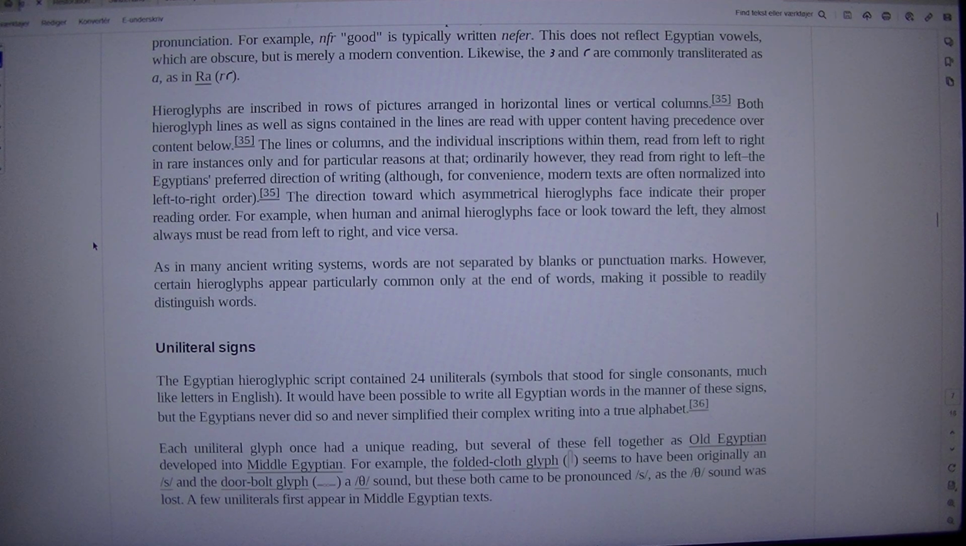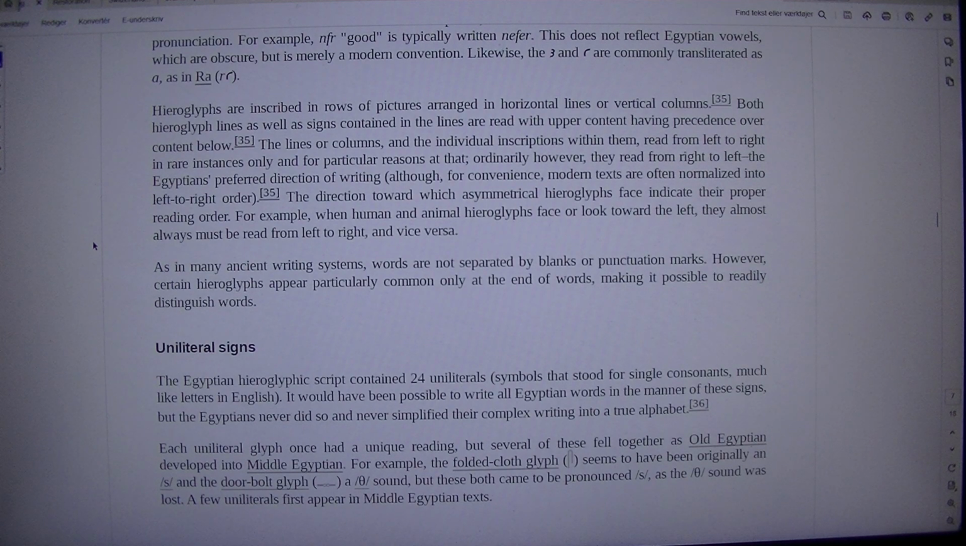Unilateral signs. The Egyptian hieroglyphic script contained 24 unilaterals, symbols that stood for single consonants, much like letters in English. It would have been possible to write all Egyptian words in the manner of these signs, but the Egyptians never did so and never simplified their complex writing into a true alphabet.